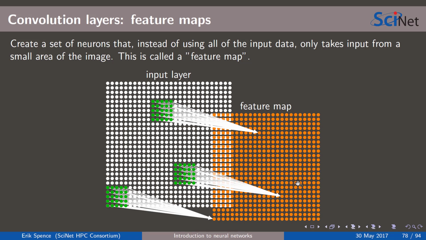Do you have shared? Yes, they have shared input. They overlap, right? This node gets this 5 by 5, these 25. This node gets this 25, one pixel over. You can stride as many pixels as you want.